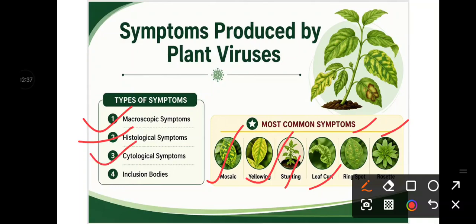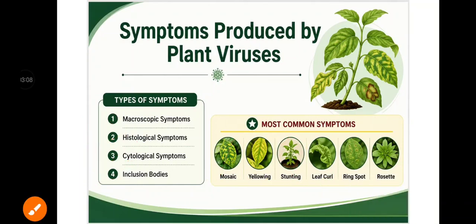Third is the cytological symptom. Cyto means cell, so at the cellular level, any changes in the cytoplasm or nucleus, any cell organelle changes. These things we will discuss. And finally, the most important, inclusion bodies. These are special structures produced by specific viruses. Specific viruses only produce some particular inclusion bodies. So that we will discuss. So let's start.